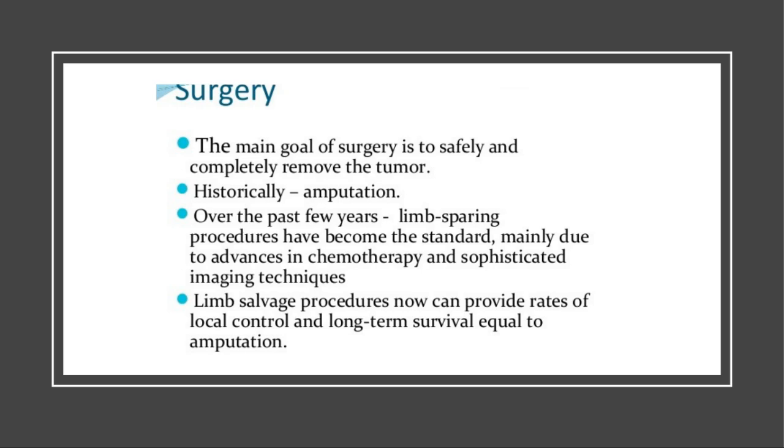So, surgery for these patients. The main goal is that you want to safely and completely remove the tumor. As I said, historically it used to be an amputation. Now we've moved on to limb sparing procedures. You give neoadjuvant therapy, and then you go ahead. One important point for the salvage procedures is that they have to have the same prognosis as an amputation. That means the 5-year and 10-year survival has to be the same as an amputation. If it's less, the amputation is still a better procedure than the limb sparing procedure.